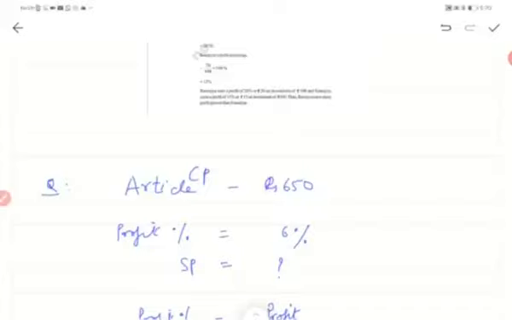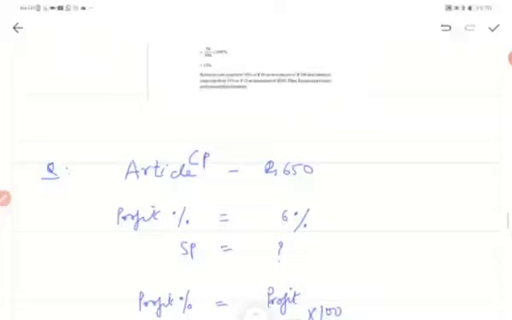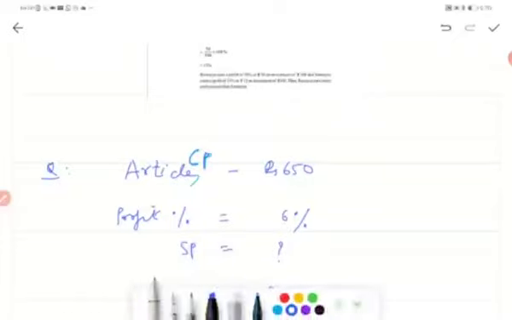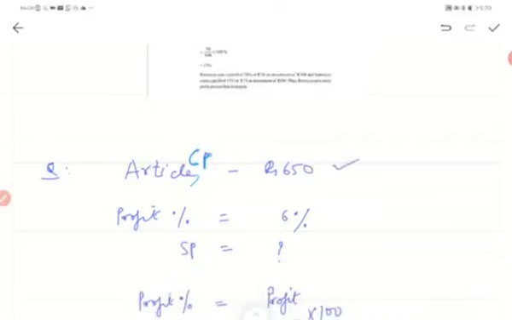What is given is, suppose a person buys an article for rupees 650. So it's the cost price. CP is how much? It is 650. And it is given that he gains 6% on selling it. He took an article at the cost price of rupees 650 and sold it with a gain of 6%. So they are asking us to find the selling price.